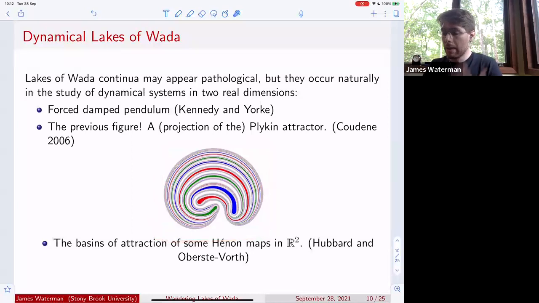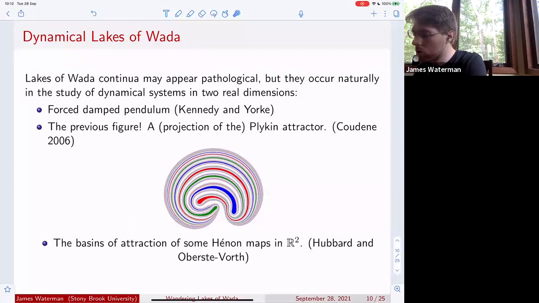And this is basically a projection of the so-called Plykin attractor, which is the attractor of some perturbation of a mapping of the torus that's been projected to the plane. For a nice exposition, see the AMS article by Kennedy and Yorke. And then lastly, our final example: basins of attraction of some Hénon maps in R^2 also exhibit this behavior of having Lakes of Wada continua.